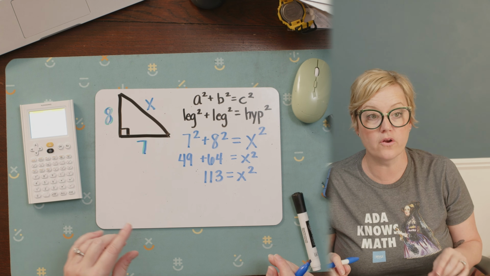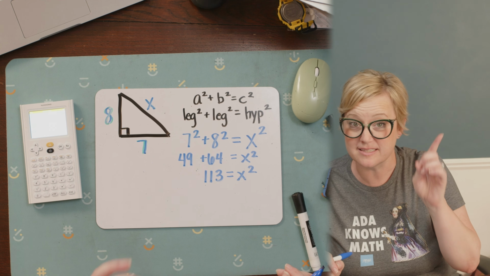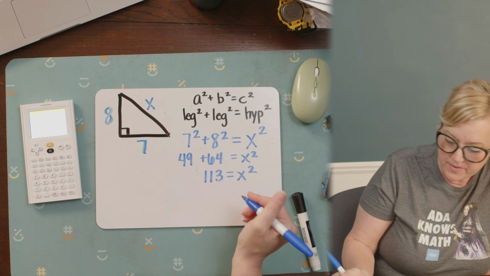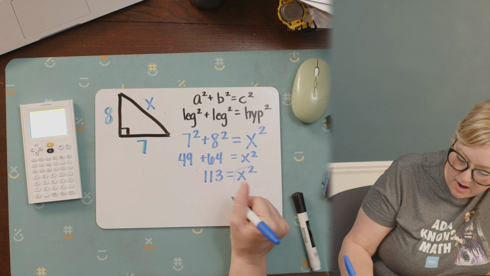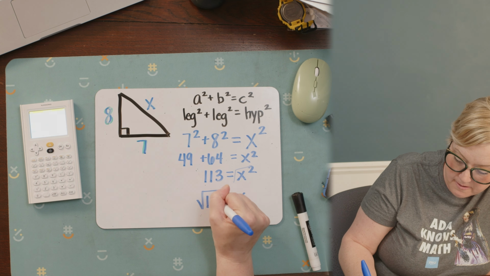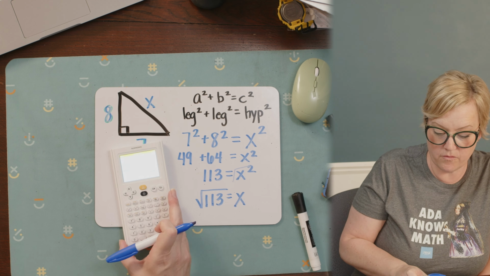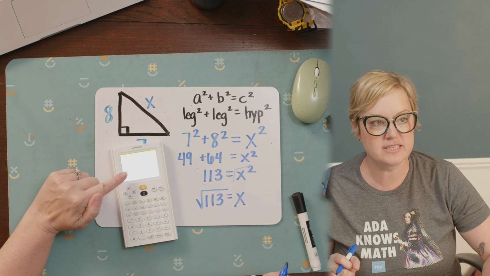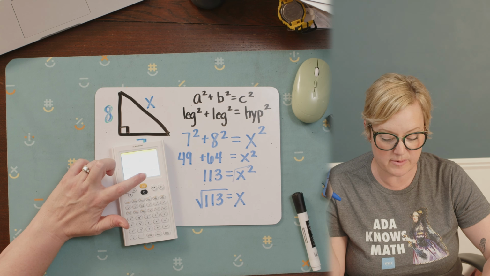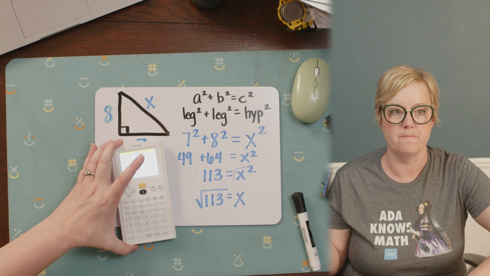Now, in order to get x by itself, I need to take the square root of both sides. If I take the square root of x squared, I get x. And if I take the square root of 113, I just get the square root of 113. On my NumWorks calculator, when you put in the square root of 113, it gives me 10.63014. So I know that it's not going to be simplified at all. And that's mathed up.